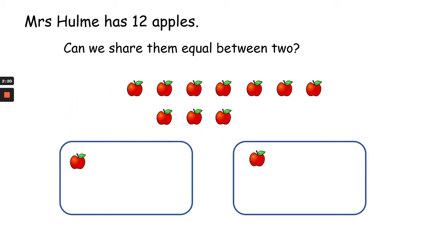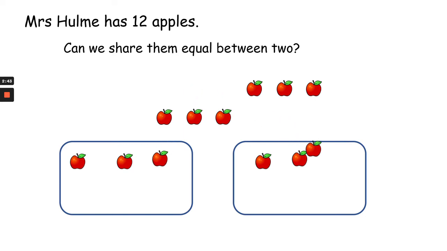I'm going to give 1 each. And another one. I've got equal groups now. Have I finished? Is 12 divided by 2 is 2? Not quite. Why haven't I finished? I still have some apples left that I can share equally. Let's keep going.